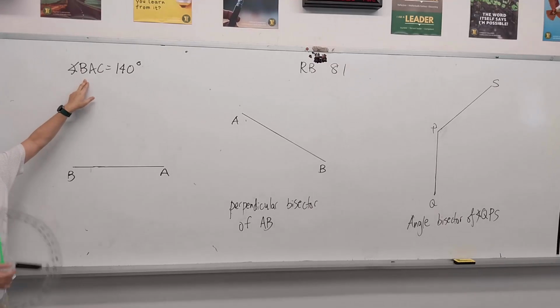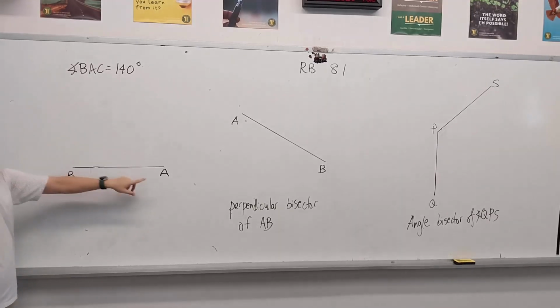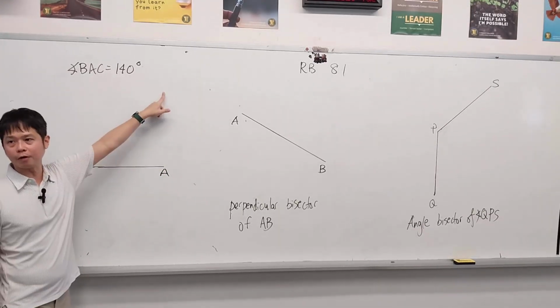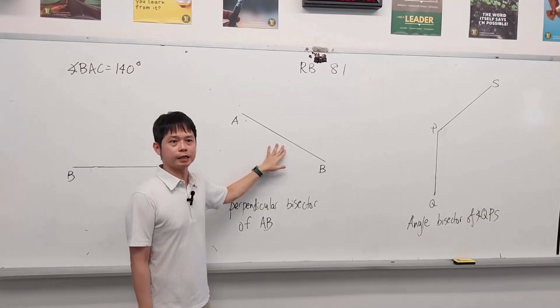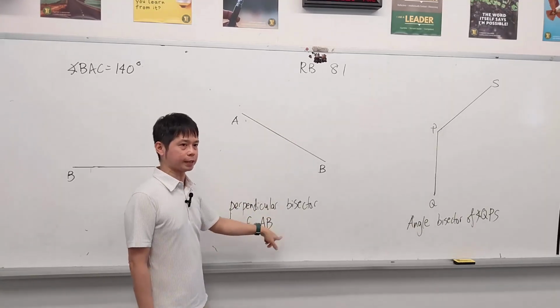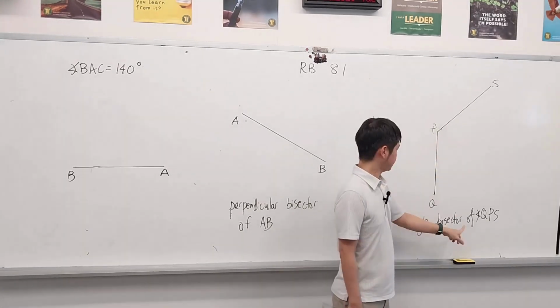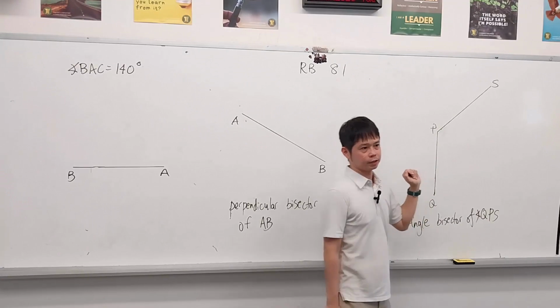All right, we are going to measure angle BAC, and then we are going to draw the line AC. Okay, because we need BAC, right? So we'll draw the line AC later, whereby angle BAC is 140 degrees. Later, we are going to cut this line into half at 90 degrees, which is called the perpendicular bisector. And finally, we are going to cut this angle P here into half, which is called the angle bisector.